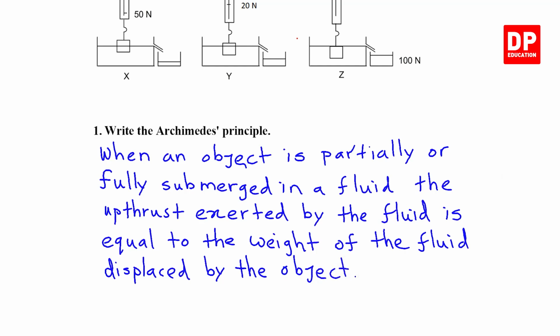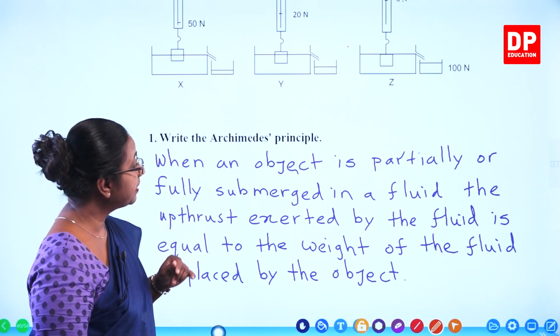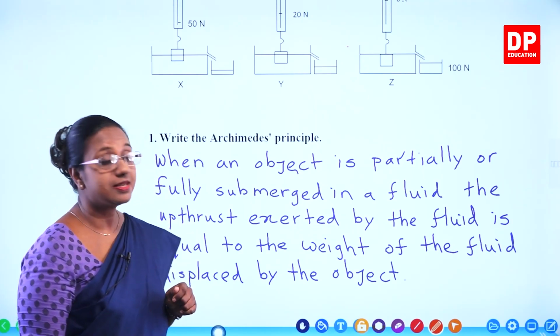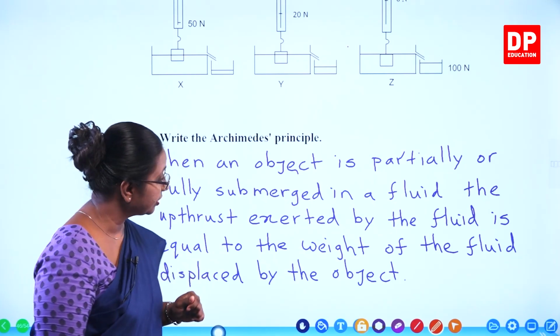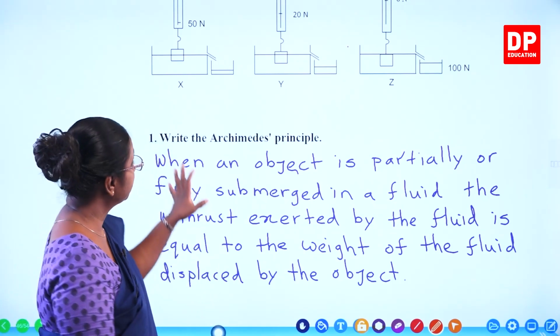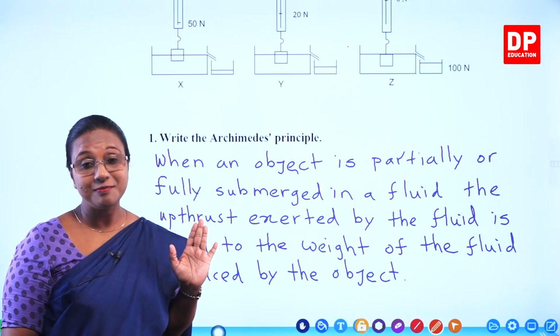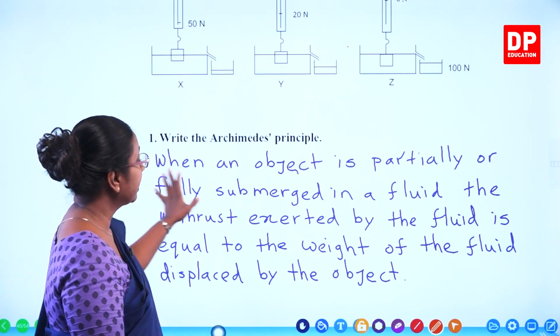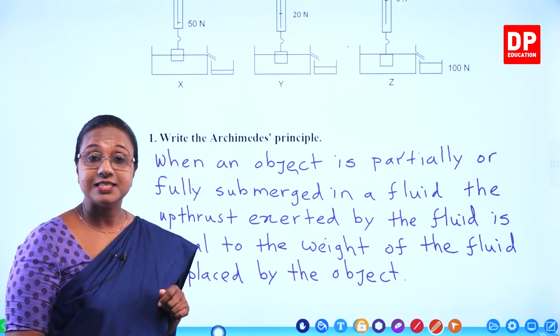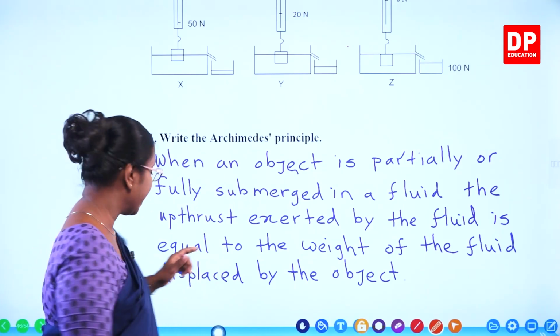So that is the Archimedes principle. When an object is partially or fully submerged in a fluid, the upthrust exerted by the fluid is equal to the weight of the fluid displaced by the object. So I am sure students, you all know the Archimedes principle by now. You have to remember it and you have to write it correctly. So this is the Archimedes principle. Now we will move on to the rest of the questions there.